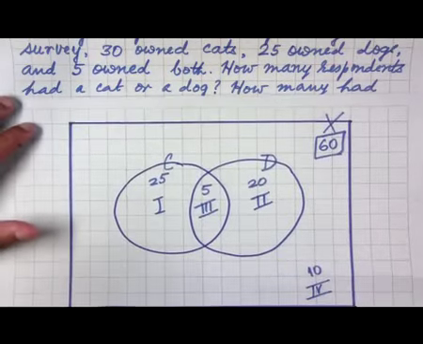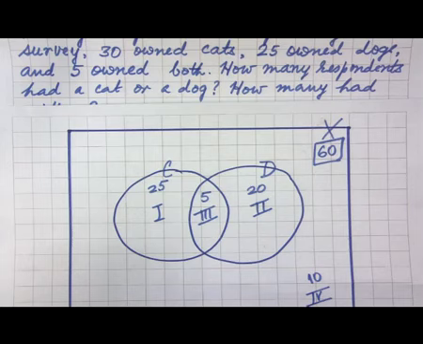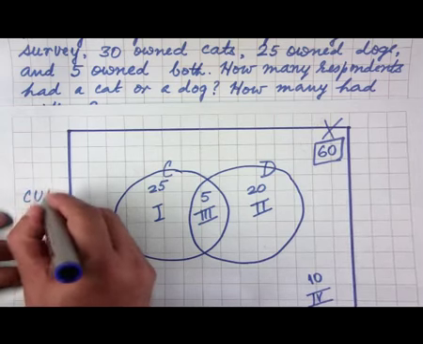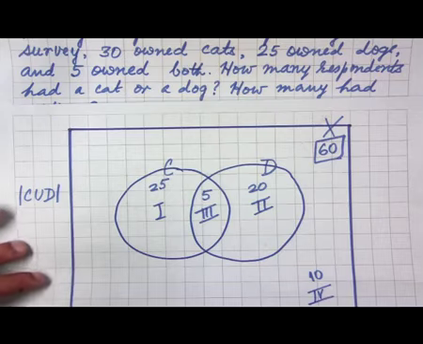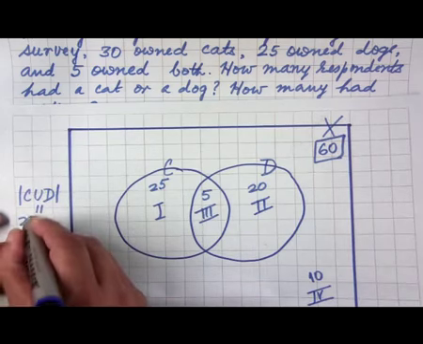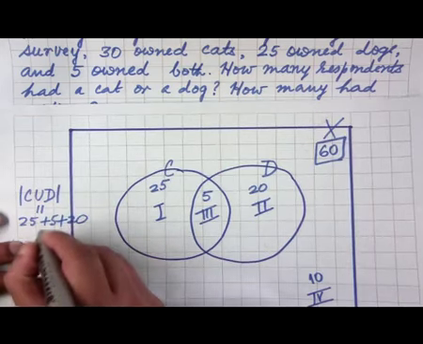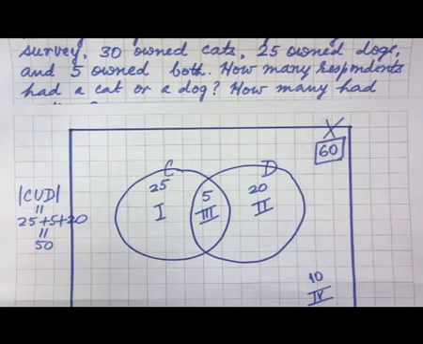So to get back to the question: how many respondents had a cat or a dog? If you had a cat or a dog, you would be talking about either or, and you'd be asking the question, what is the size of the set C union D? Well, that is 25 plus 5 plus 20, which is equal to 50. So the answer to that question would be there'd be 50 people who had either a cat or a dog or both.